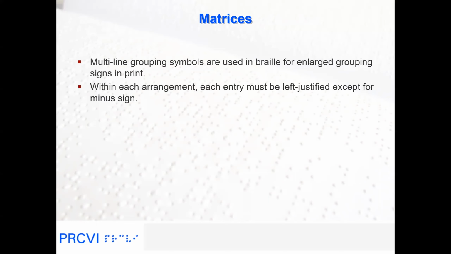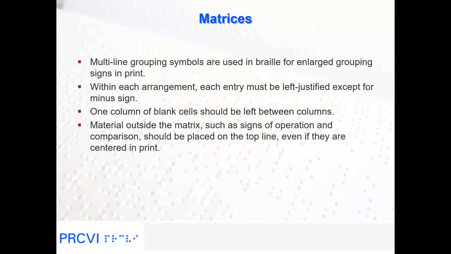Within each arrangement, each entry must be left justified except for the minus sign. One column of blank cells should be left between columns. Material outside the matrix, such as signs of operation and comparison, should be placed on the top line, even if they are centered in print.